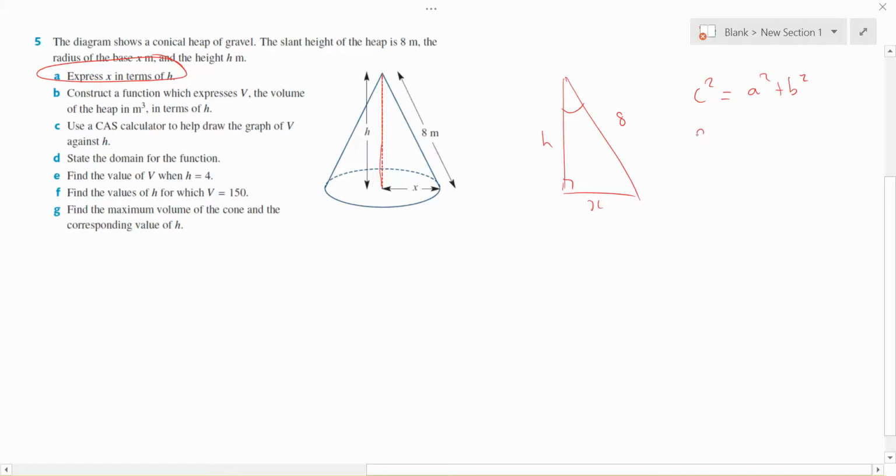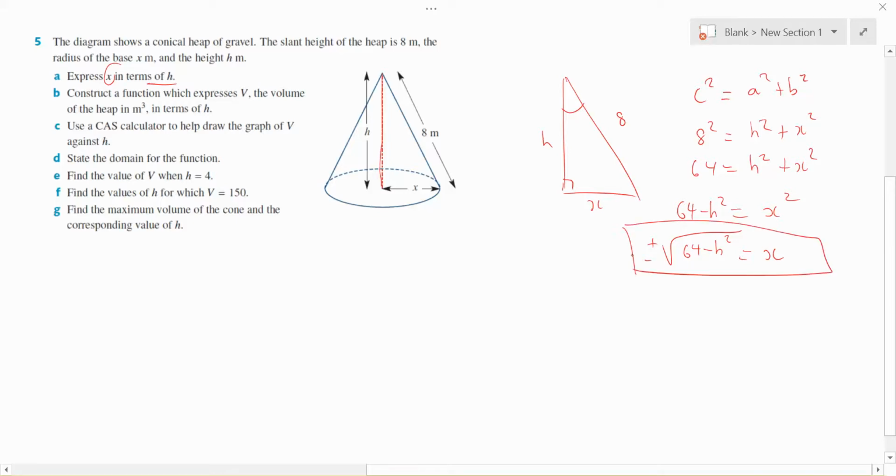So in our case, our hypotenuse is 8 squared. I don't know the rest, so h squared plus x squared, and this gives me 64 equals h squared plus x squared. But remember, I'm trying to find x in terms of h, so I need to solve for x. So I'm going to move the h squared across by minusing h squared. So 64 minus h squared is equal to x squared. But remember, I don't want x squared, I want x. So you have to square root both sides. Now when you square root, remember every time you square root, there's a plus and a minus answer.